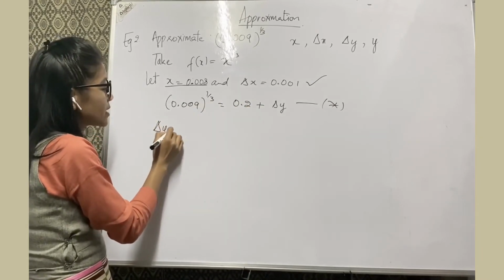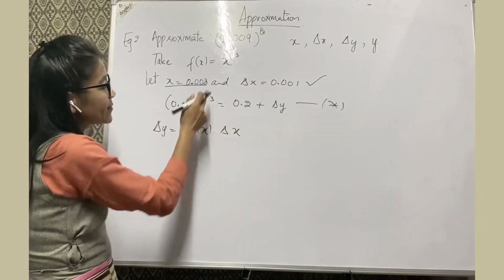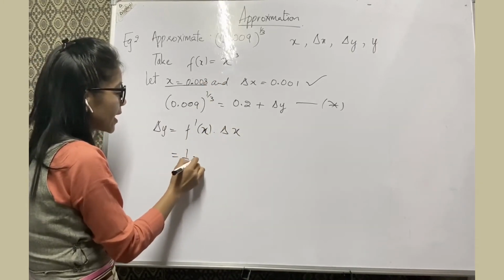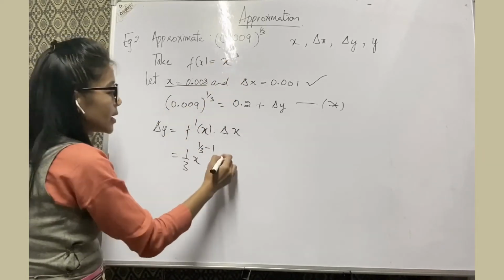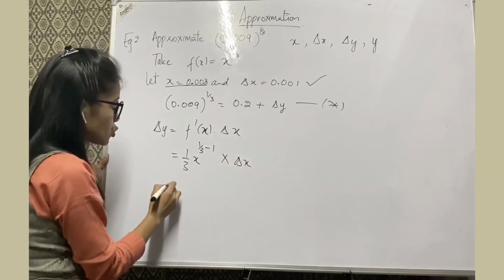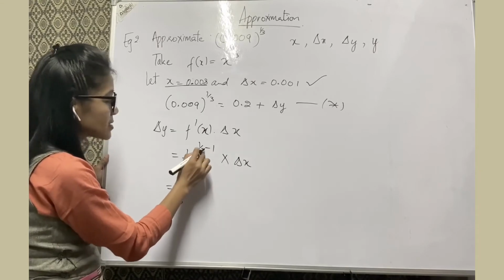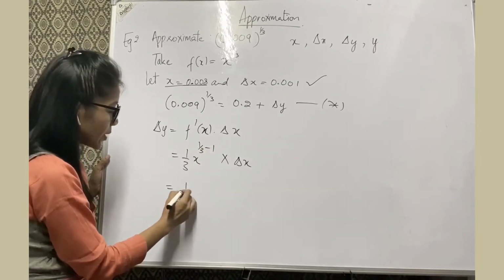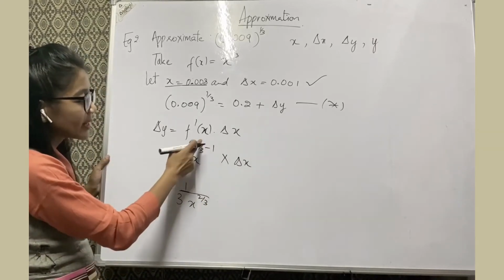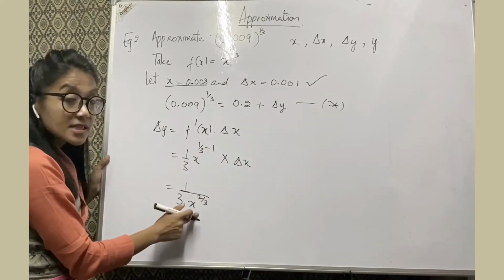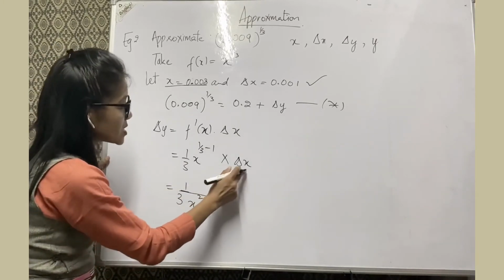So we have delta y is equals to f dash x into delta x, right? So f dash x is equals to 1 upon 3 x raised to 1 upon 3 minus 1, okay, into delta x. So this is equals to 1 upon 3, okay. So this will be x raised to negative 2 by 3. So I will bring it down. So that will be x raised to 2 by 3. So here you will get negative 2 by 3. So I will bring it down in the denominator to make the exponent positive, okay. Into what is my delta x?